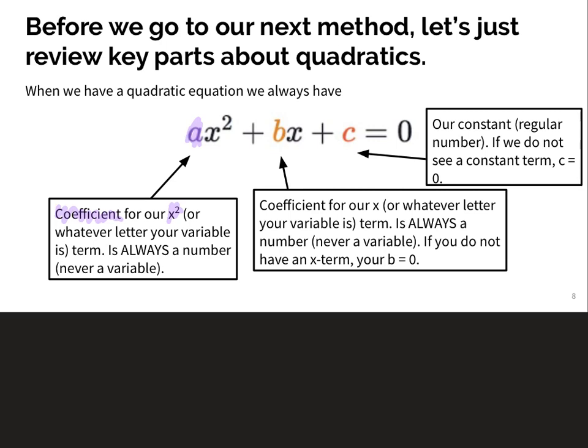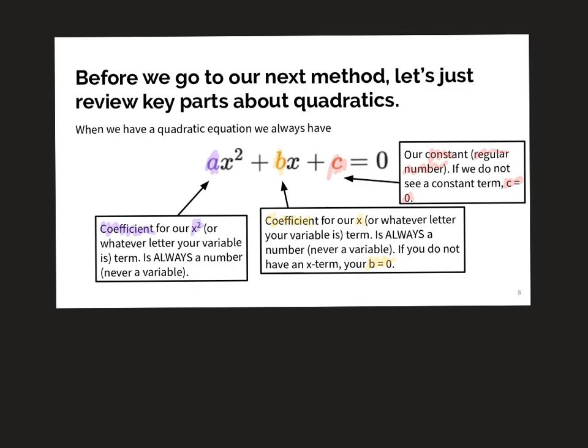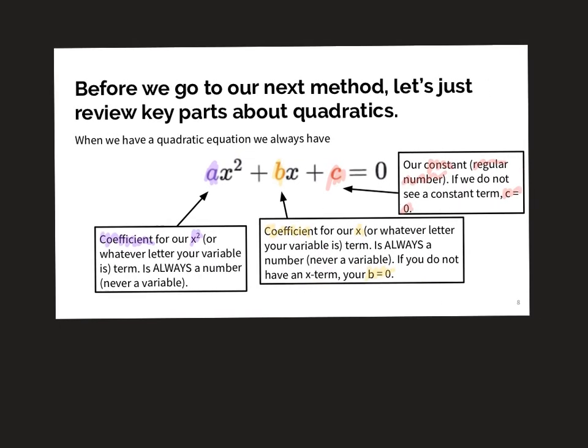And then you have b, right? B is over here, and b is your coefficient for your x term. So it's whatever variable is raised to the first power. And if you don't have an x term, then your b is going to be 0, right? But if you do see a number there, then it's going to be whatever number is hanging out there, right? And then finally, we have this constant c, right? And remember, constants are just regular numbers. If we don't see a constant there, then our c is just 0, right? So this is going to be pretty important when we're going over our next few factoring methods.